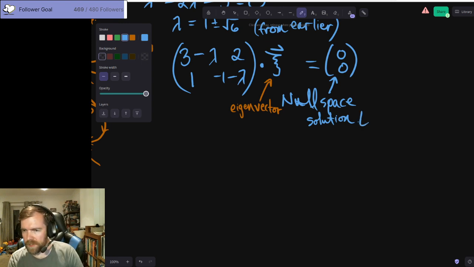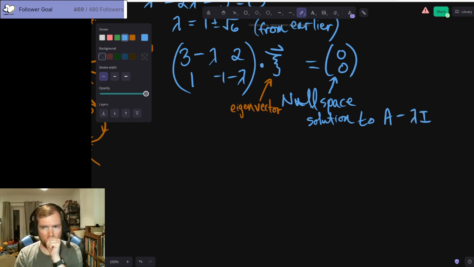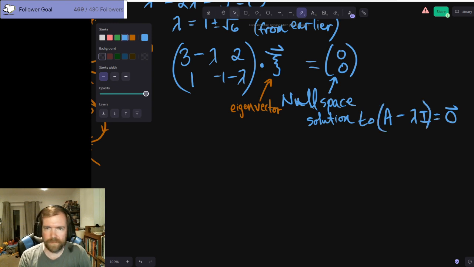This is going to be the null space solution. This was our A minus lambda I equaling the 0 vector, all that times xi.